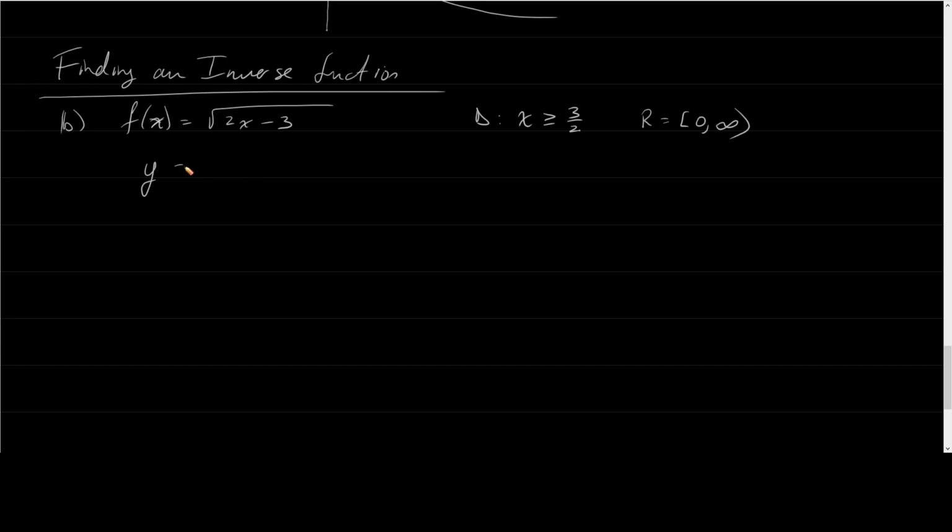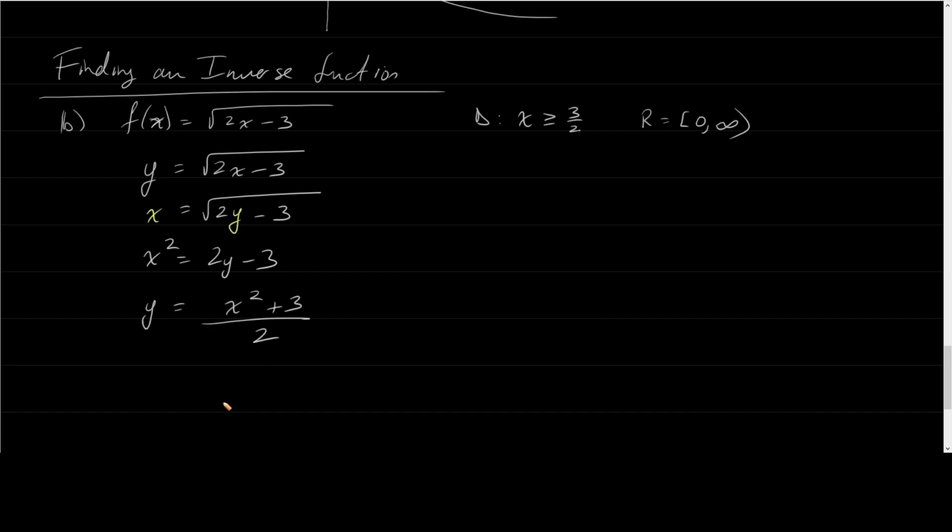Well, we're going to start by rewriting as y equals the square root of 2x minus 3. Then we're going to rewrite it as x is equal to the square root of 2y minus 3. Notice that what I did there was I swapped the places of x and y. Now I'm going to solve for y. So I'm going to square both sides. x squared is equal to 2y minus 3. Solve for y. y is equal to x squared plus 3 over 2.